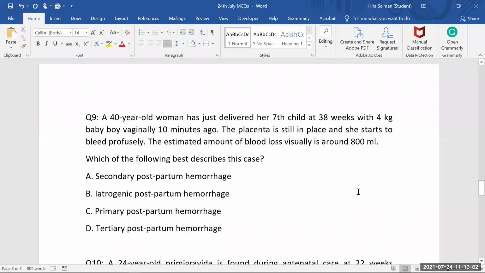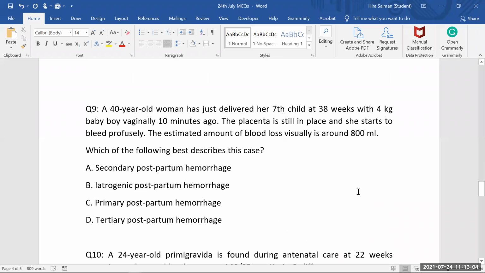Okay, for the next one, see, a 40-year-old woman has just delivered her 7th child at 38 weeks with 4 kg. Multigravida, good sized baby boy, delivered vaginally 10 minutes ago. The placenta is still in place and she starts to bleed profusely. See, the placenta is still intact, still inside, and now she started bleeding, and she bled 800 ml of blood. More than 500 comes under the diagnosis of primary PPH soon after delivery. So this is a case of primary PPH.